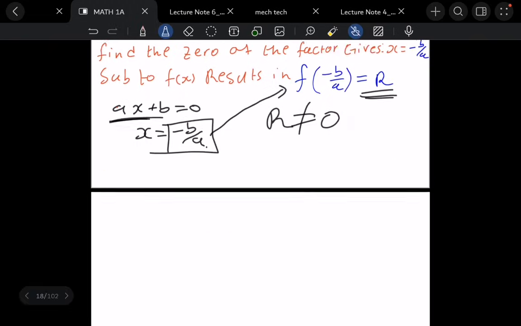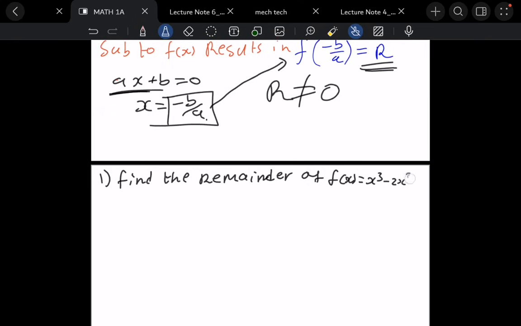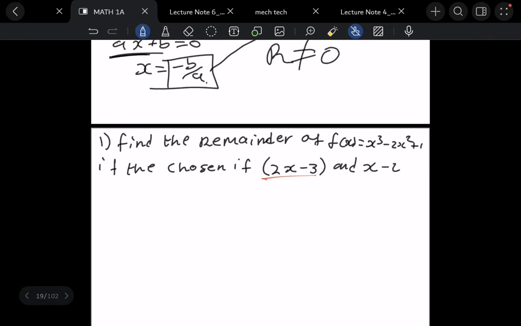Right. Let us look at the question here. Find the remainder of f of x is equal to x cubed minus 2x squared plus 1 if the chosen factor is 2x minus 3 and x minus 2. What is the remainder of this? So we have this factor and we have that factor.